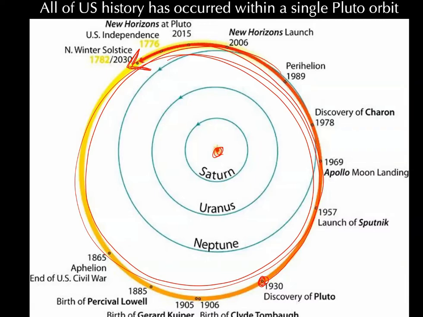Since its discovery in 1930, it won't cycle all the way back around to here again until I think it's March of 2178. So we should have some sort of reunion, get together, and celebrate the moment of Pluto's first year since we've known about Pluto being out there in our solar system.